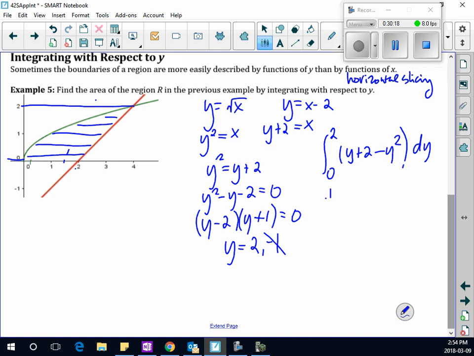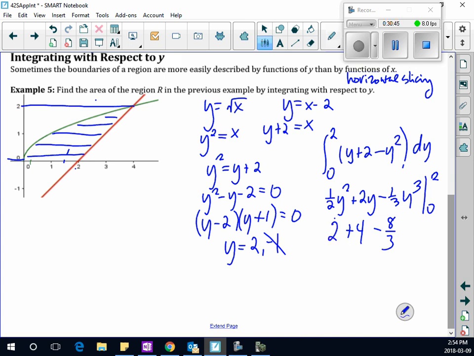So, 1 half y squared plus 2y minus 1 third y cubed from 0 to 2. So this is going to be 4 plus 4 minus 8 thirds, subtract 0, right? Sorry, that's not 4, that's a 2. Oh my God, I'm losing it here. 2 squared is 4, half of 4 is 2.